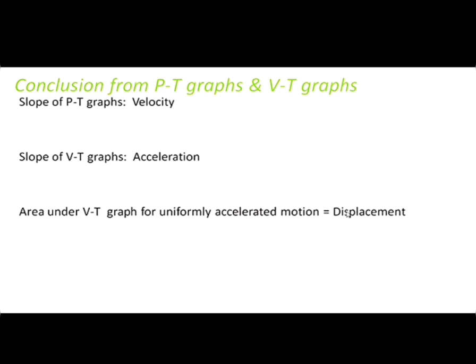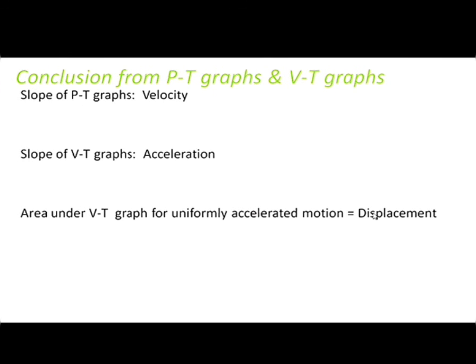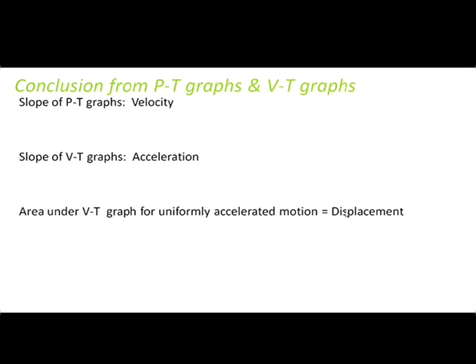So what are the conclusions we get from distance time graphs and velocity time graphs, or you can say position time graphs and velocity time graphs? The slope of the position time graph or distance time graph gives us velocity, and velocity is change of position with time, that's displacement by time. The slope of the velocity time graph gives acceleration, and acceleration is nothing but change of velocity with time, that's velocity by time. And the area under the velocity time graph for uniformly accelerated motion gives us displacement. And this was all about the graphical representation of motion. Thank you.